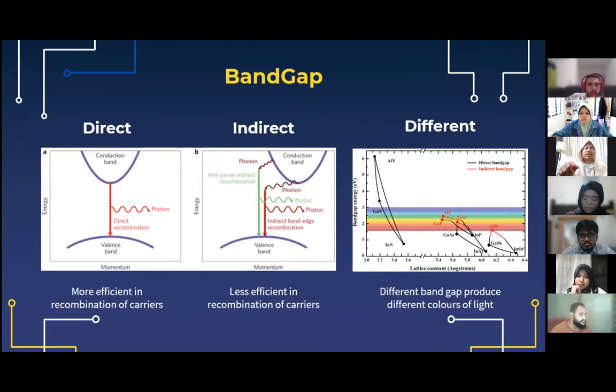And also the difference in band gap will produce different light, such as in the right one. So different materials will produce different light colors.